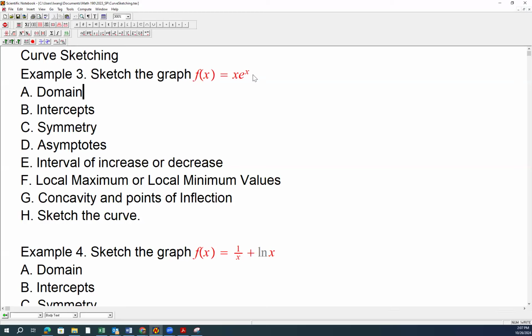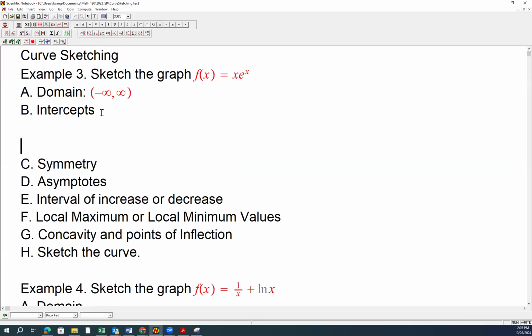First of all, the domain, of course, is all real numbers. And secondly, intercepts. The easiest intercept is to find the y-intercept, right? To find the y-intercept, we just set x equals 0. When x equals 0, this will be 0, so that equals 0. So in fact, you can see the x-intercept and y-intercept are the same. Okay, so this is the y-intercept.